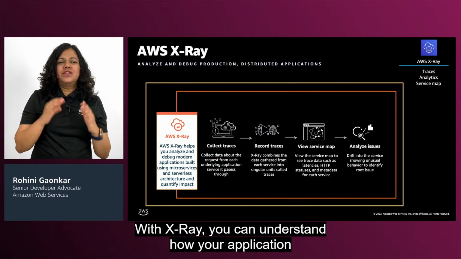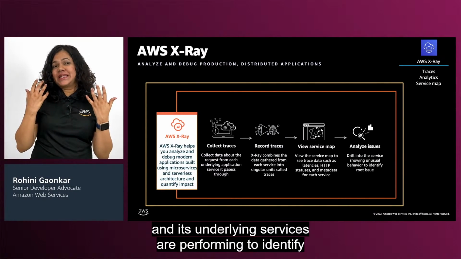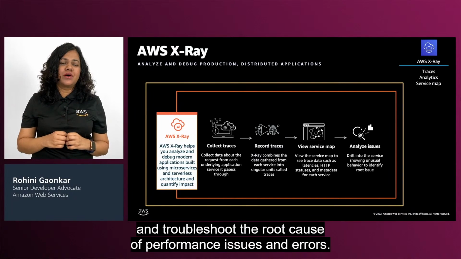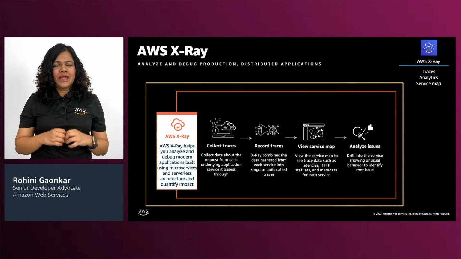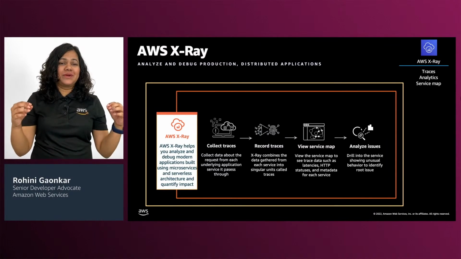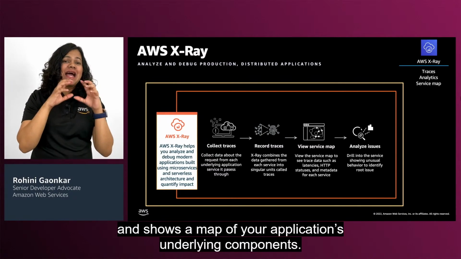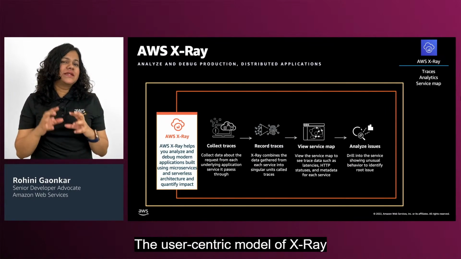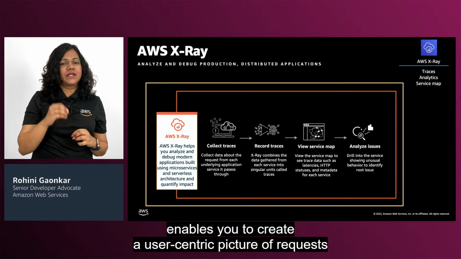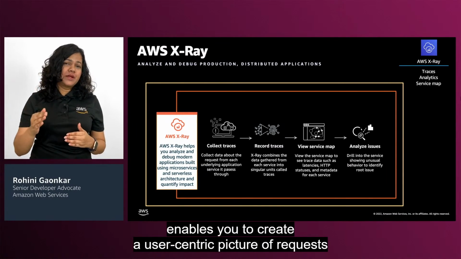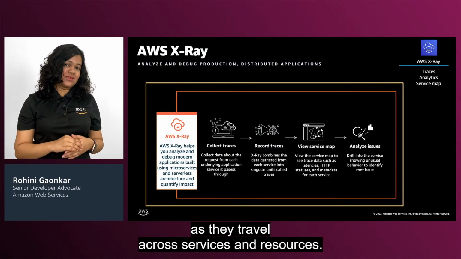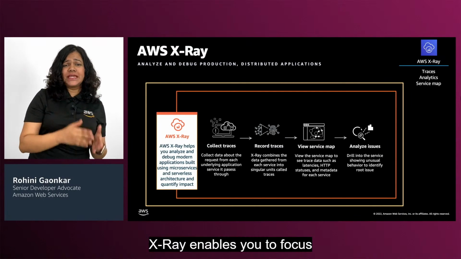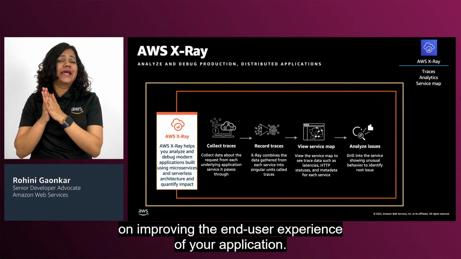With X-Ray, you can understand how your application and its underlying services are performing to identify and troubleshoot the root cause of performance issues and errors. It provides an end-to-end view of the requests as they travel through your application and shows a map of your application's underlying components. The user-centric model of X-Ray enables you to create a user-centric picture of requests as they travel across services and resources. By correlating and aggregating data on your behalf, X-Ray enables you to focus on improving the end-user experience of your application.